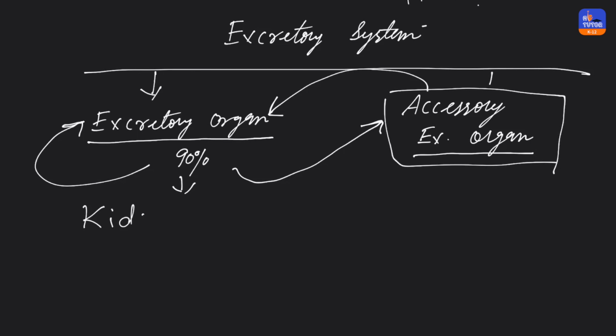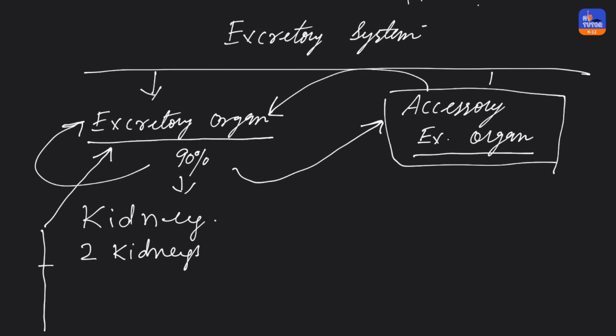Kidney, have you heard of kidney? Kidney is your main excretory organ. What do you know about kidney? There are two kidneys. Okay, so you are aware that there are two kidneys. They are dark red in color. You have to write this to get marks.